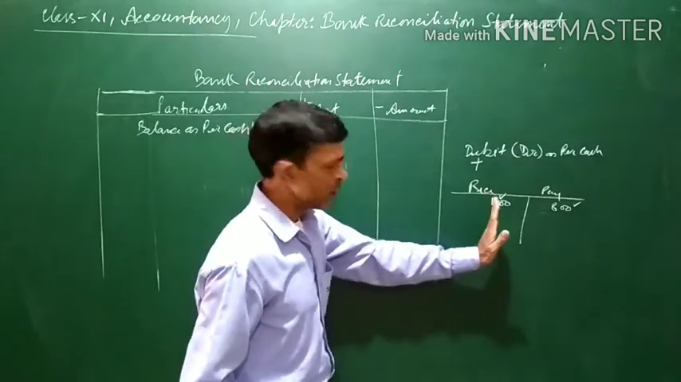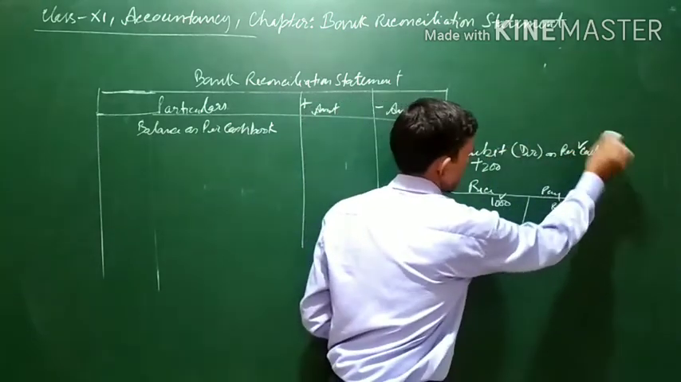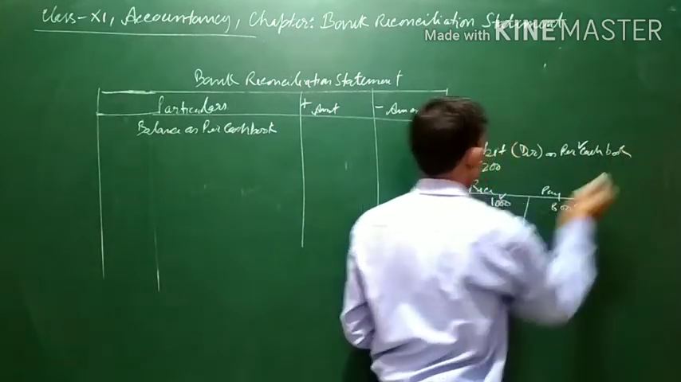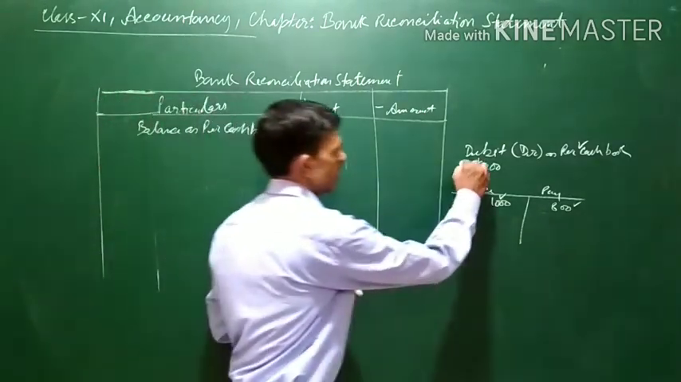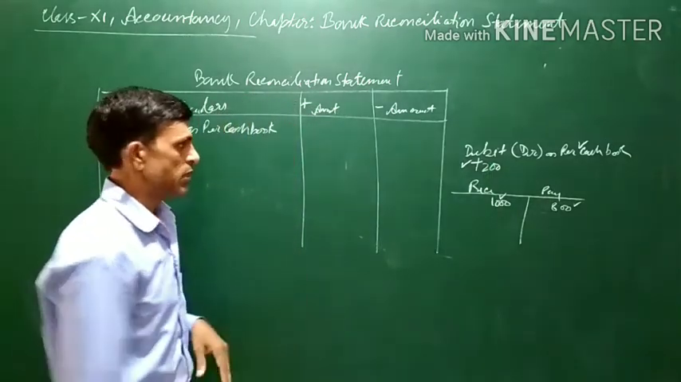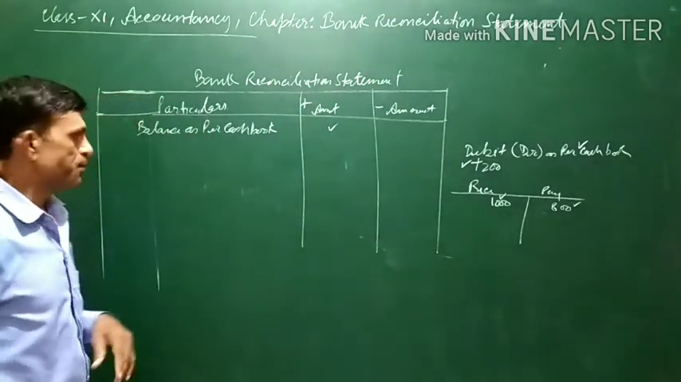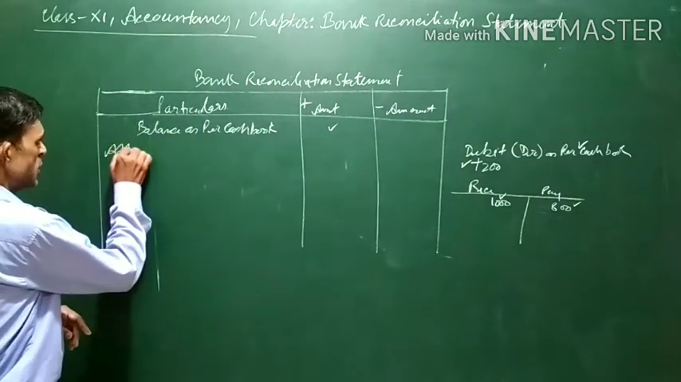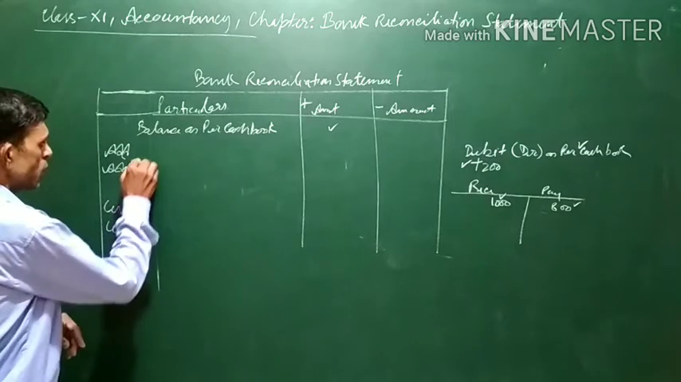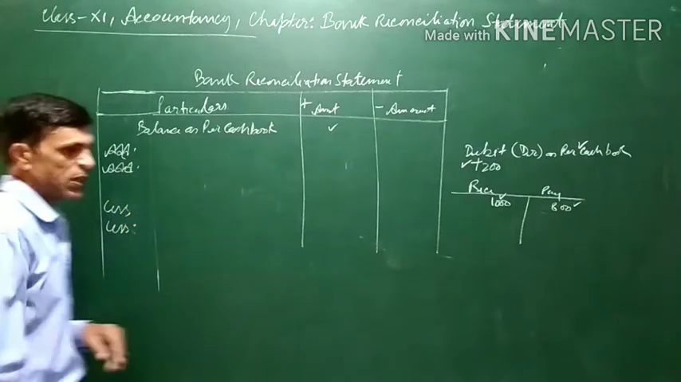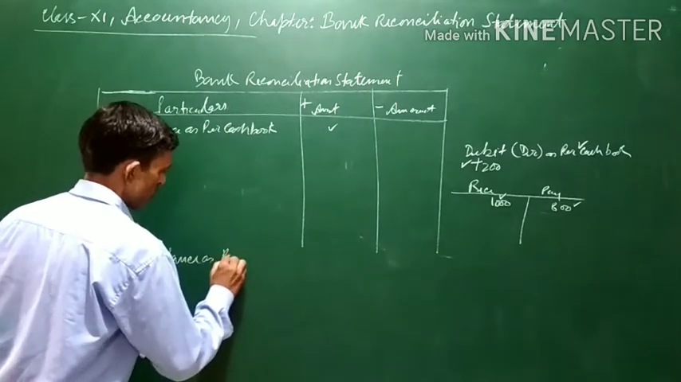In this case, the debit side is more, so it will be considered as debit balance. It will be written as debit balance as per cash book, or simply written as balance as per cash book. If nothing is given, we will always assume it as positive balance, so we will write it in the plus column. Now, the various things which are to be added are mentioned. Now, what are the things which will be affected? And lastly, we will find balance as per passbook.